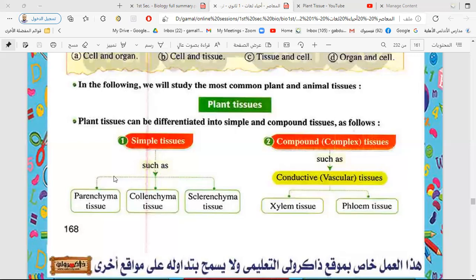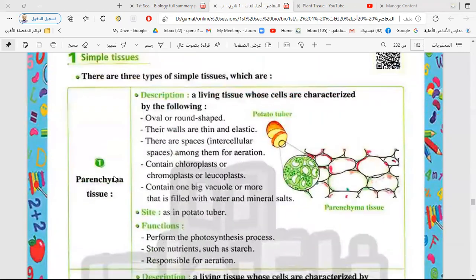Let's start with the simple tissue. As you see here, the first simple tissue is called parenchyma. If you want to see an example of parenchyma tissue, look at the tuber of a potato.